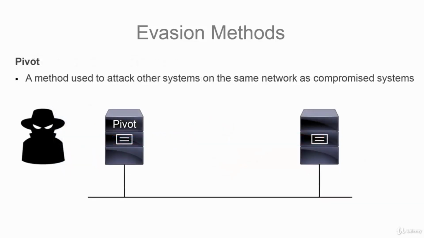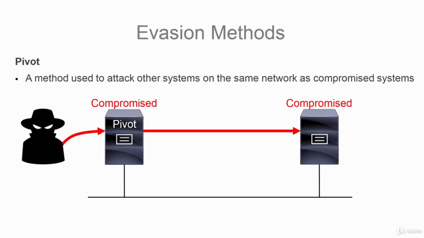The last evasion method I want to cover is pivoting. Pivoting means to attack systems with the intention of jumping to other systems on the same network. To prevent pivoting, network endpoints should be segmented to only have access to required services for wired, wireless, and VPN access.